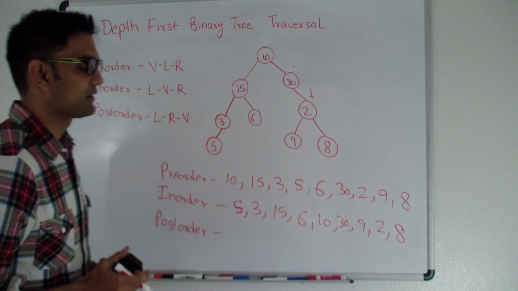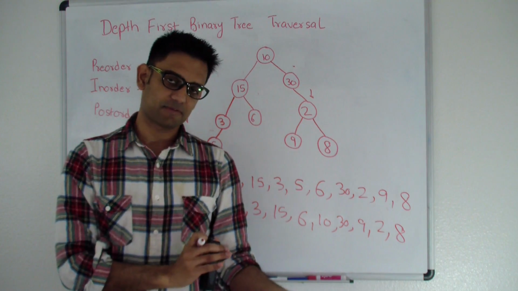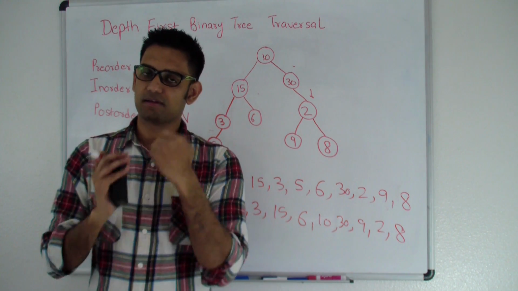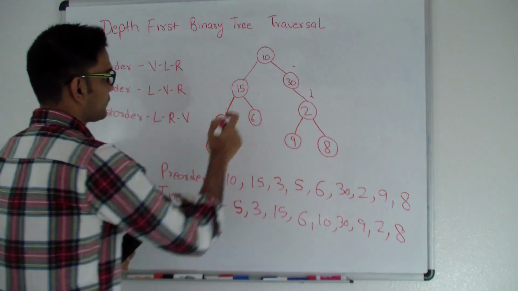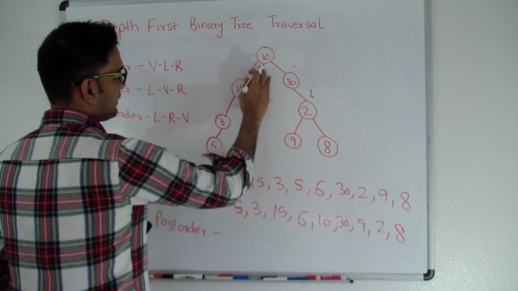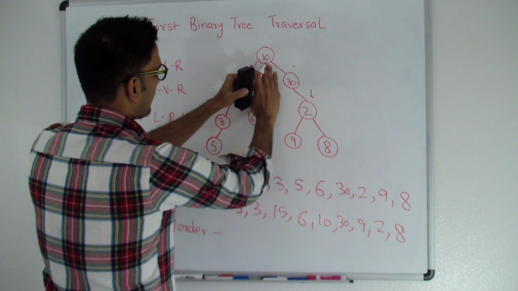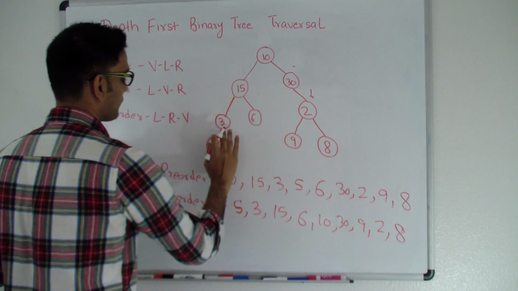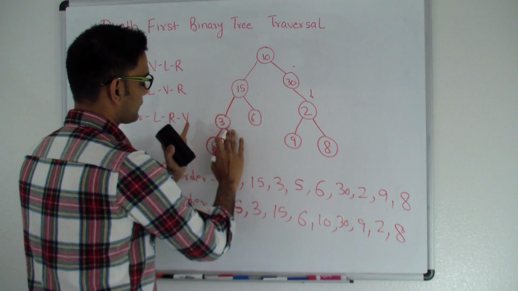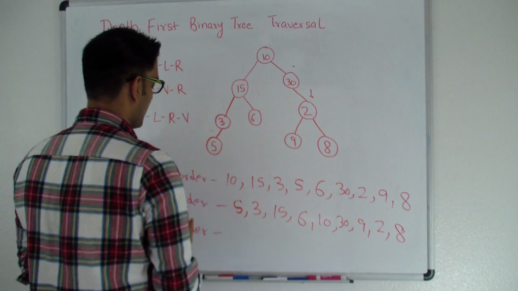Left, right, and visit. What I'm saying is print everything on the left, print everything on the right, then print the root node, and do this for every node. So we start again from 10. We have not printed left, we have not printed right. So first we go to left. Again for 15, left is not printed, right is not printed, so go to 3. Again, left is not visited, right is not visited, so go to 5.